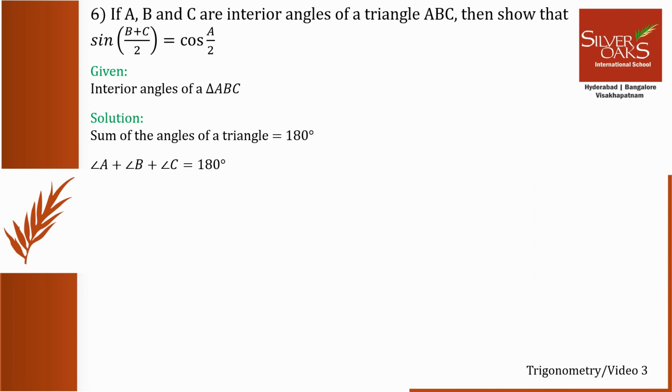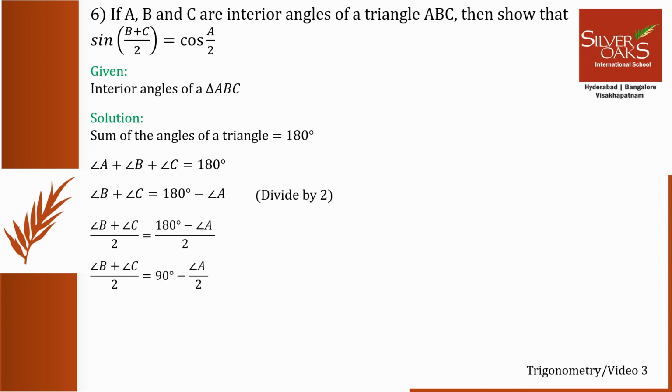Now look into what they are asking. Show that sine (B plus C) by 2 is equal to cos A by 2. So B plus C, keep it on the left side and send angle A to the right hand side. So B plus C is equal to 180 degrees minus A. Divide both sides by 2. So (B plus C) by 2 is equal to (180 degrees minus A) by 2. Before that, we simplify: 180 degrees by 2 is equal to 90 degrees minus angle A by 2.